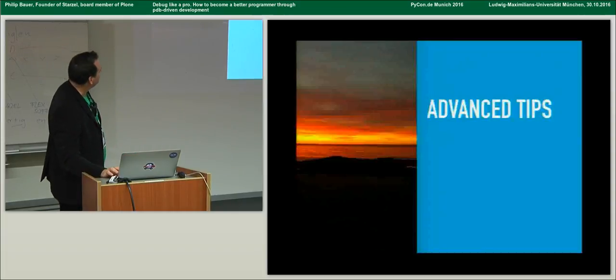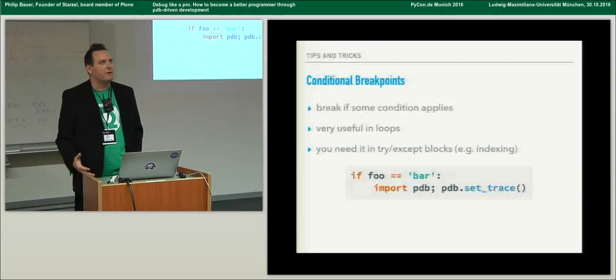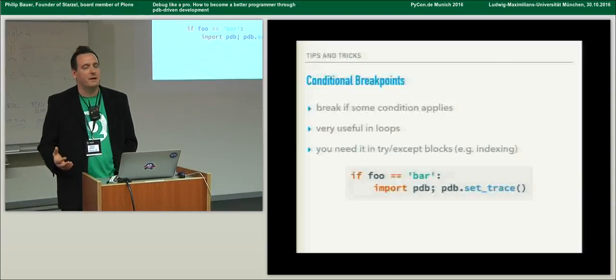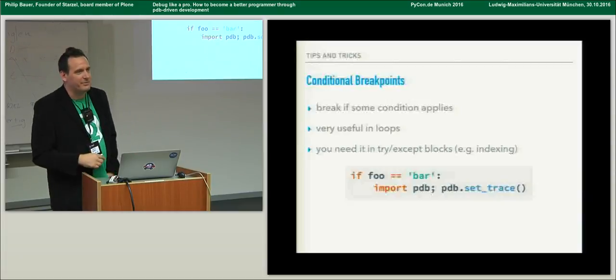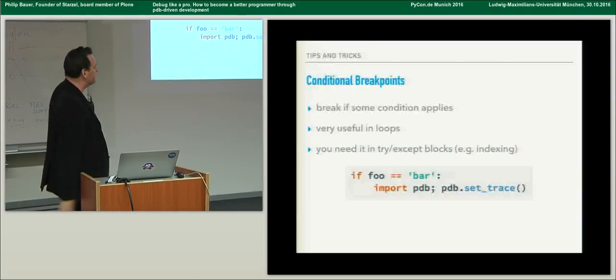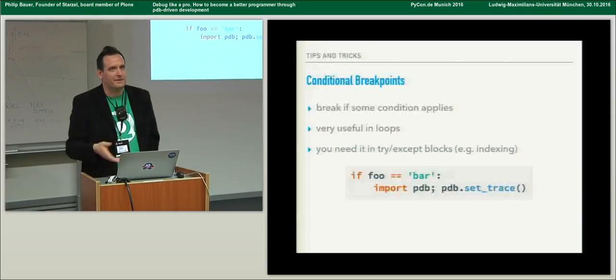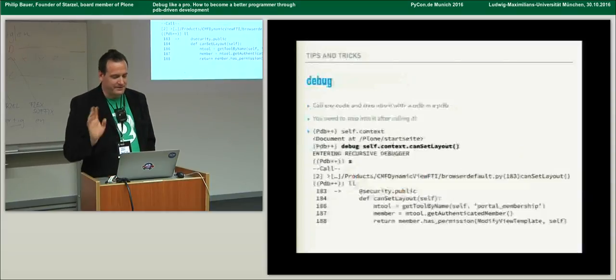Some advanced tips, I guess you're here for them. So conditional breakpoints, that's a total no-brainer, but a lot of people, including me, keep doing next, next, next, until I actually get to the point where I want to be, especially if I have multiple for loops. So just do an if foo equals bar, where bar would be, I don't know, the name or the ID of an object, and add your PDB there, so that's easy.